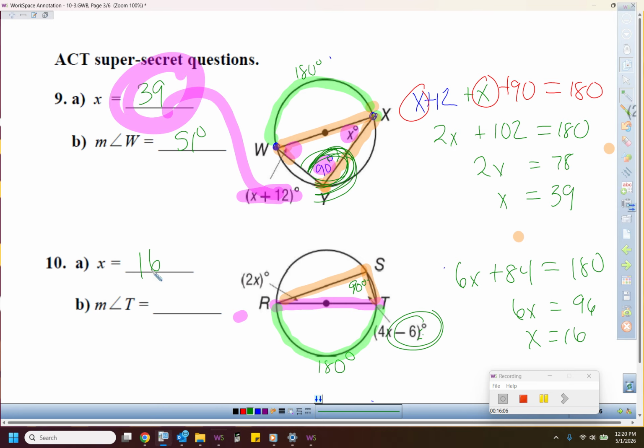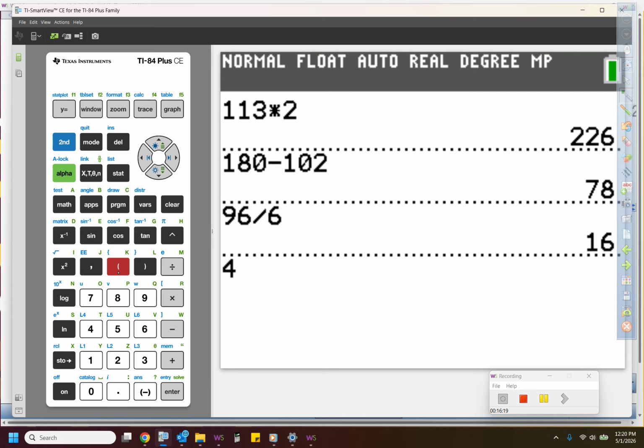Cool. And then to find the measure of angle T, substitute 16 in for wherever angle T's expression is. It's right here. This 4x minus 6. So we're just doing like 4 times 16 minus 6. You see how where there was an x, I put a 16 in its spots. Right? And what'd y'all get?